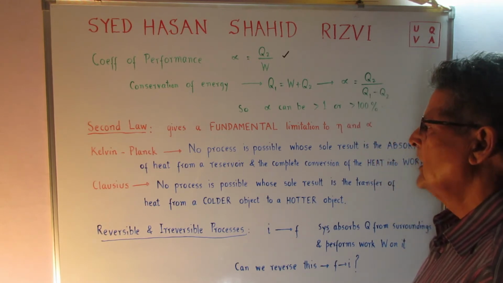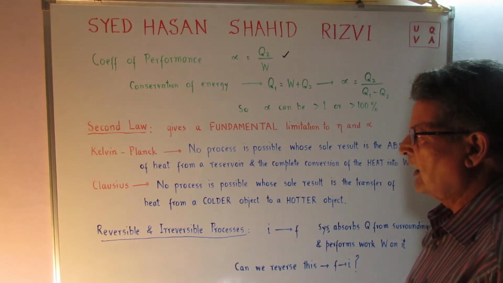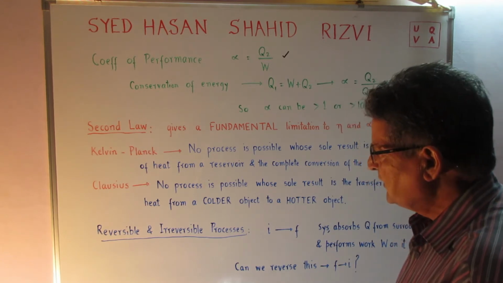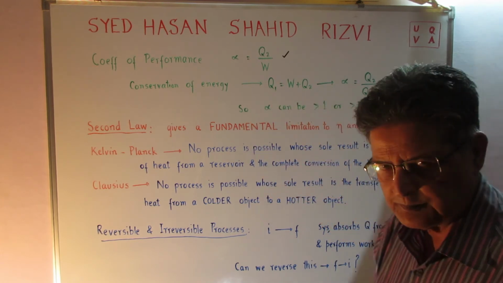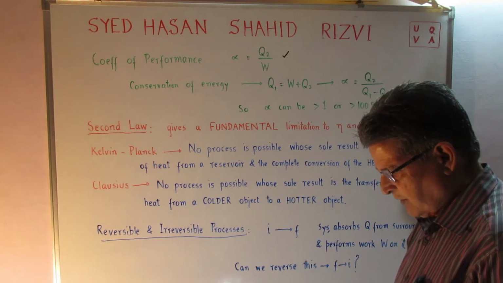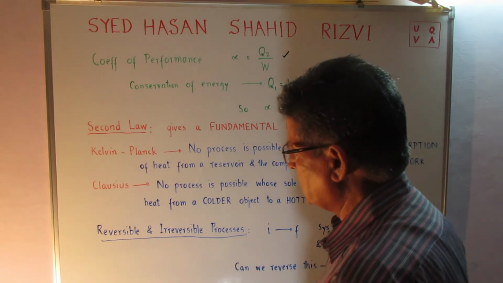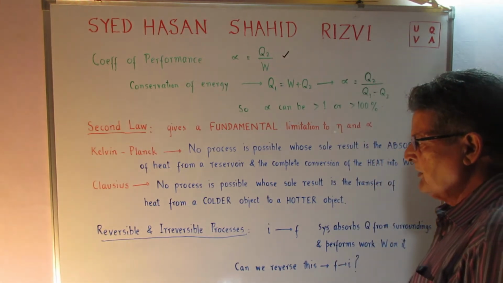Now we pass on to the second law of thermodynamics, which gives us a fundamental limitation to eta and alpha. Here we have two statements, one by Lord Kelvin and Planck, and alternately by Clausius.